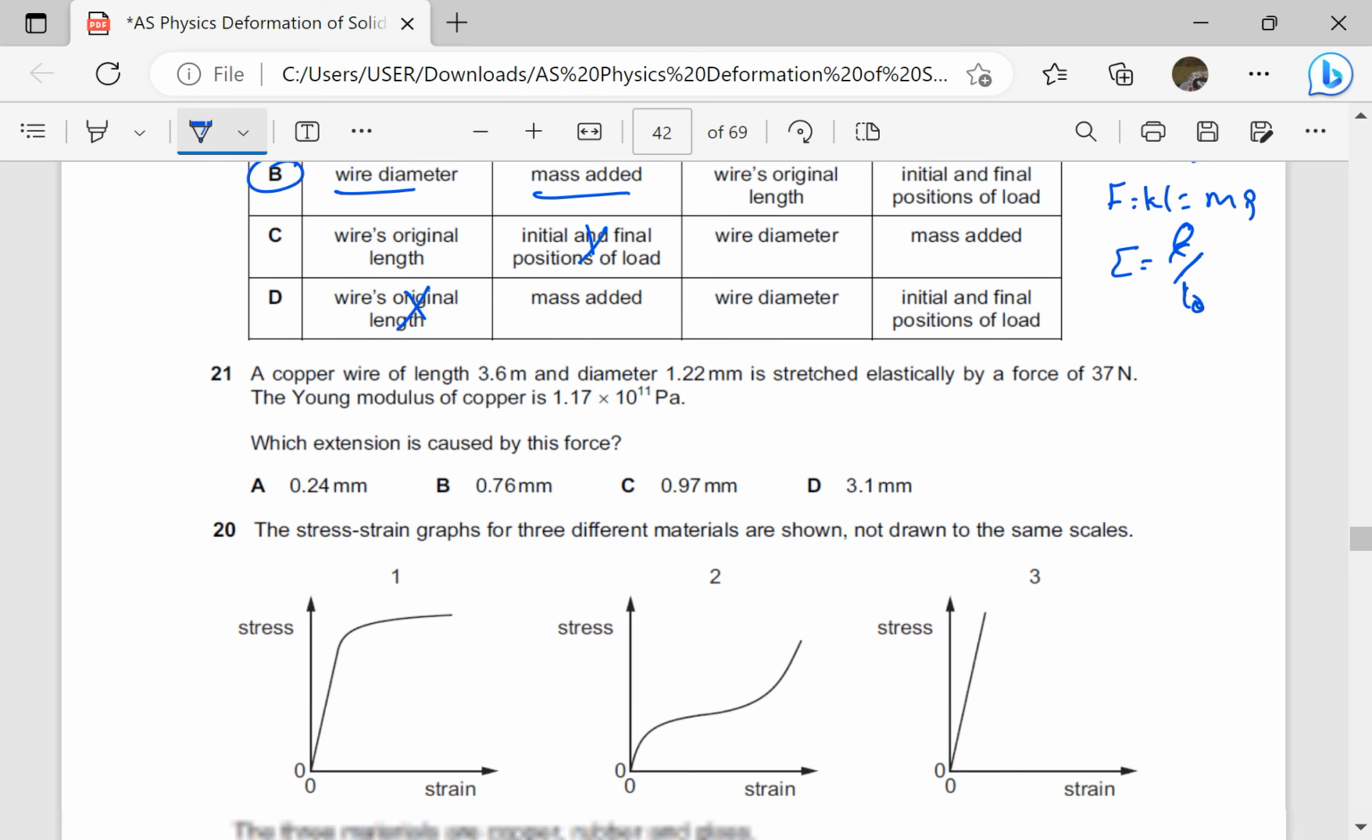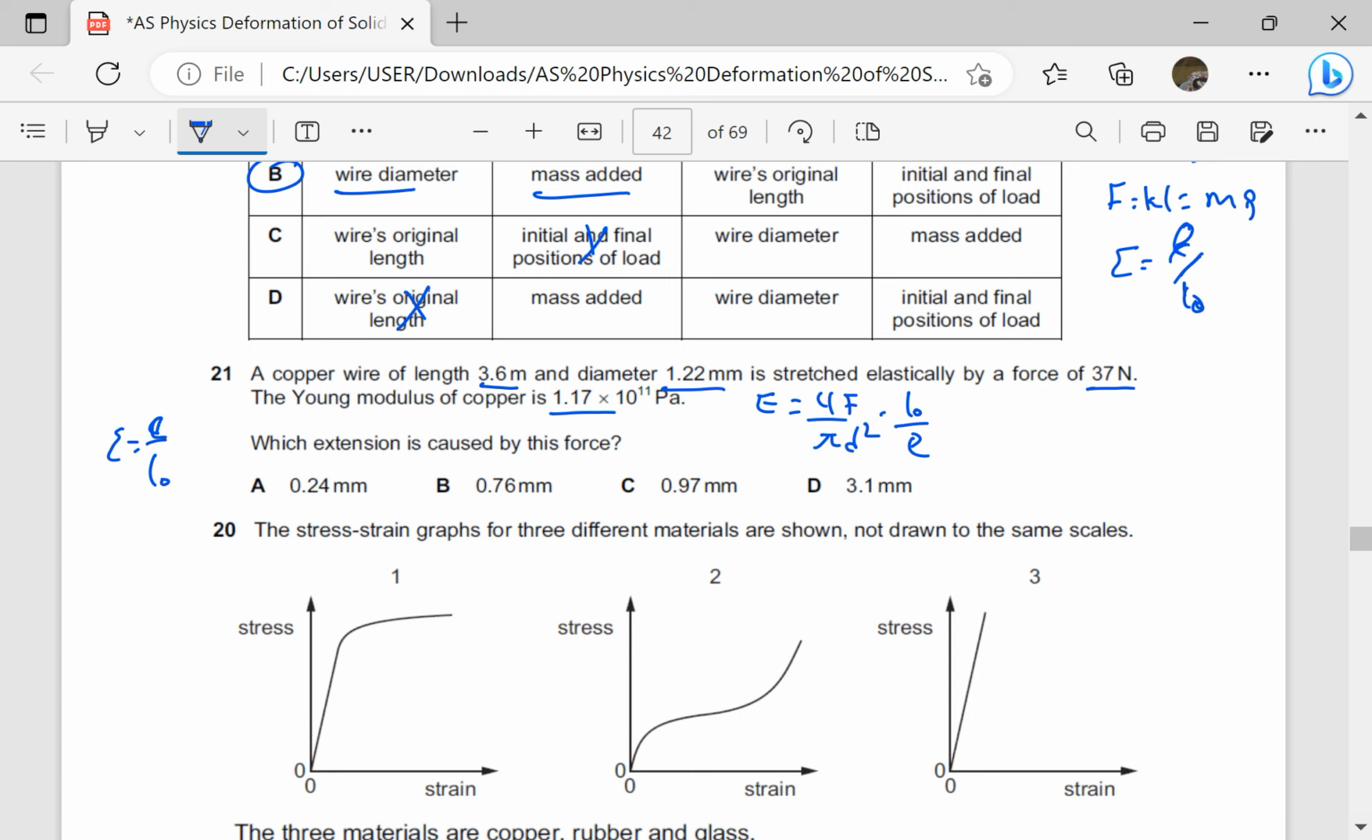A copper wire of length 3.6 meters and diameter 1.22 millimeters is stretched elastically by a force of 37. The Young modulus is 1.17 times 10 power 11 pascals. Which extension is caused? So we know that Young modulus is going to be 4 times F over pi d squared. That is force over area, but area is pi d squared over 4, then multiplied by original length L naught over extension E. That is the reciprocal of strain, because strain is equal to extension over original length. So we get the reciprocal.